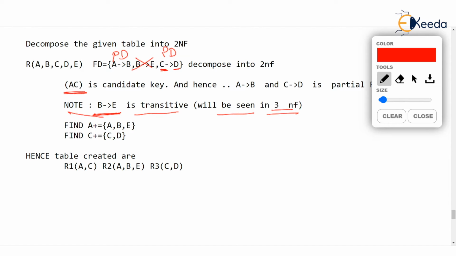So how do you remove these partial dependencies? Yes, take the first partial dependency A determines B and find A closure, the left hand side closure. A closure will definitely contain A, and because A determines B, A closure will contain B. And because B determines E, check the dependencies given above. Check that B determines E. So B will bring in E, correct? And now nothing else will come in. A, B, E will be the closure of A plus.